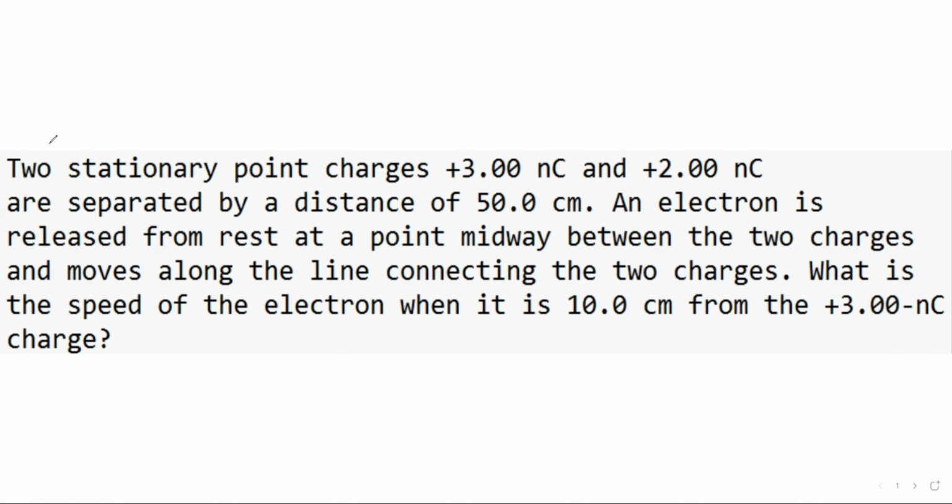We've got here positive 3.0 nanocoulomb, so this is negative 9, and positive 2.00 nanocoulombs are separated by a distance of 50 cm. So be mindful, we've got to convert that cm.